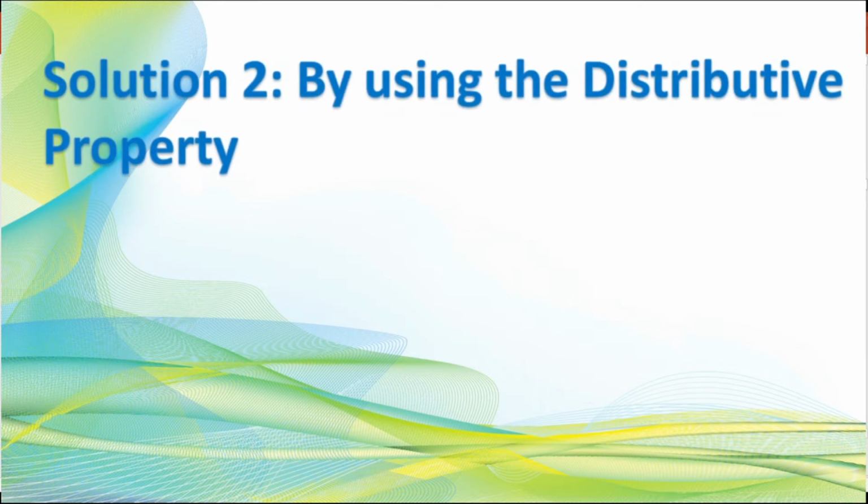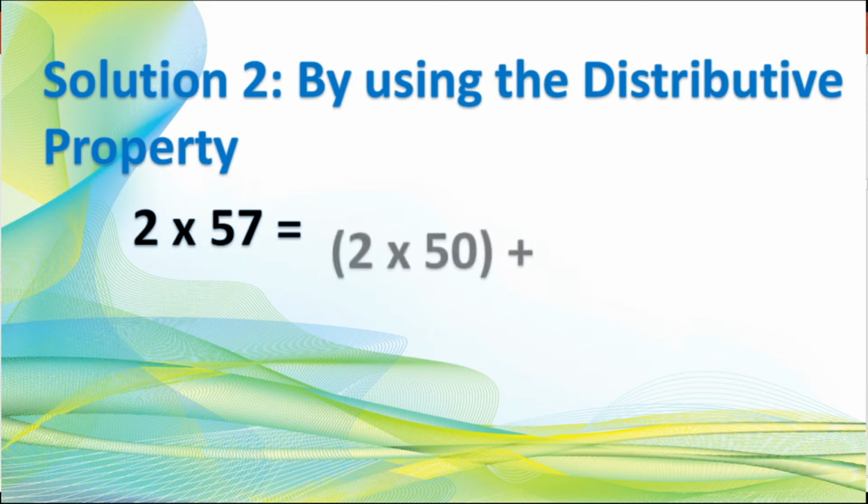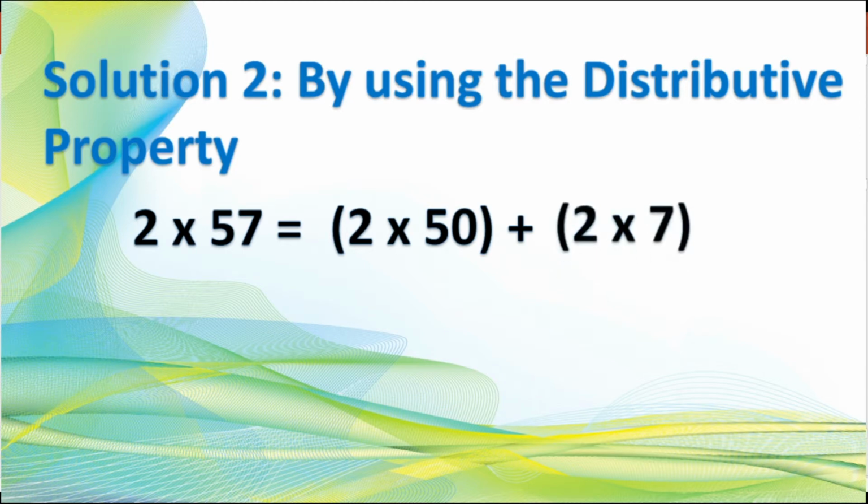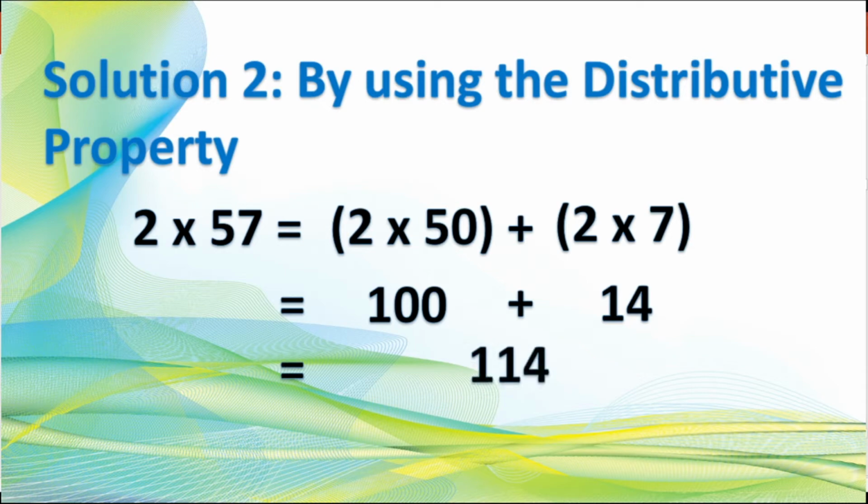Solution 2, by using the distributive property. 2 times 57 is also equal to 2 times 50 plus 2 times 7. 2 times 50 is equal to 100 plus 2 times 7 is equal to 14. 100 plus 14 is equal to 114.